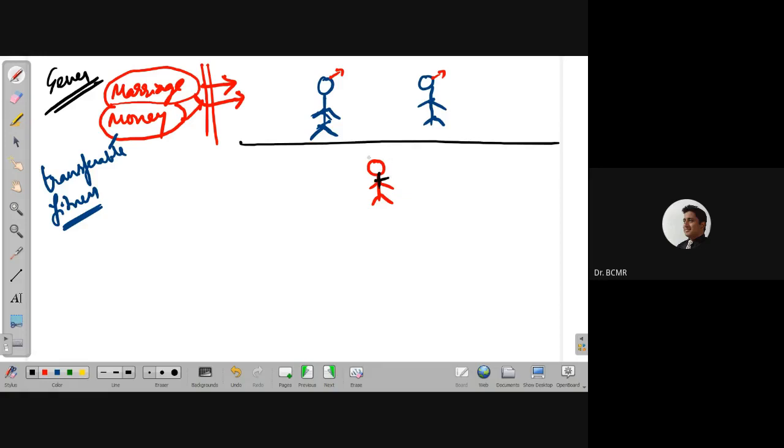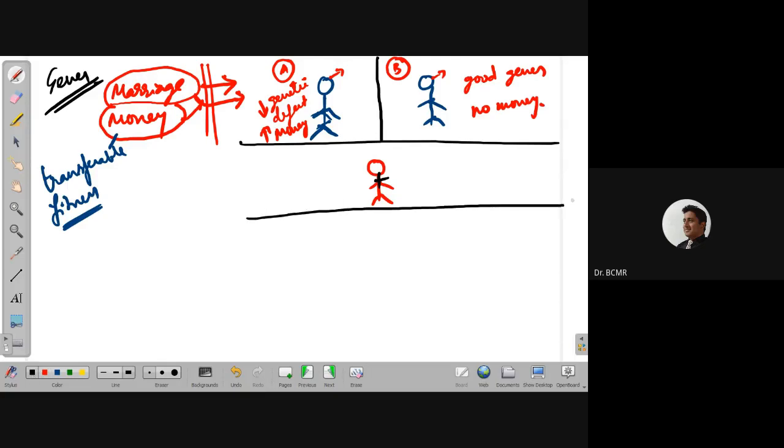Who will get chances? I will first try to give you situations describing the two individuals. Individual A has a genetic defect, but he has a lot of money. And individual B has good genes, but no money. Okay, then who is preferred is one of the questions. And there is nothing to be judgmental about here, whether choice A or choice B is right or wrong.